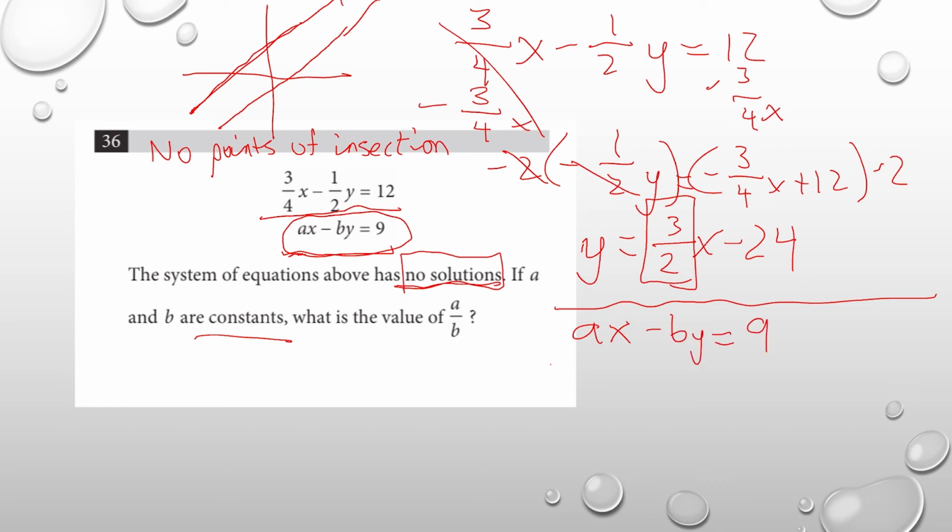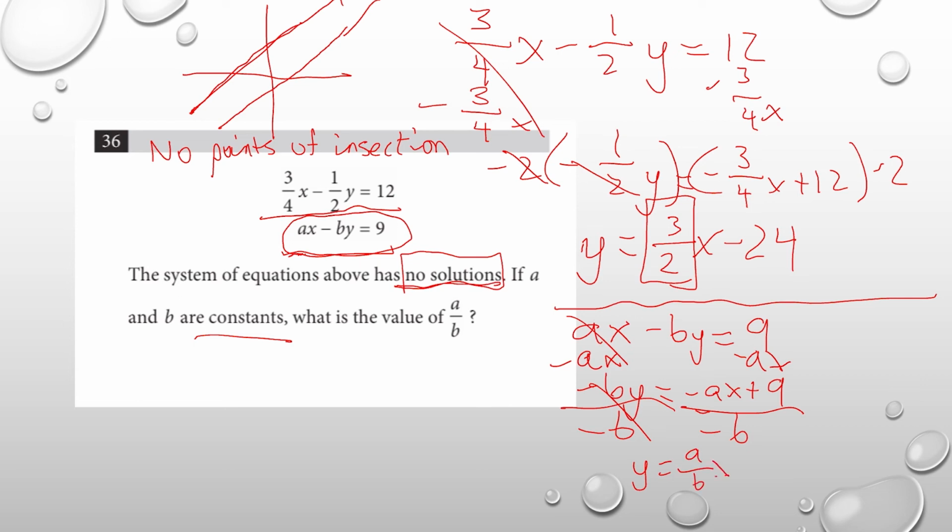All right, let's set y to one side. So we're going to subtract ax on both sides, and we get minus by equals -ax plus 9. Then we can divide by -b on both sides, and we get that y is equal to a over b x minus 9 over b.